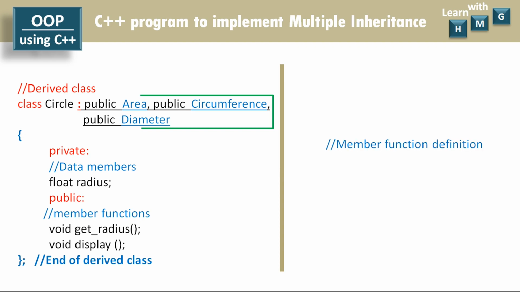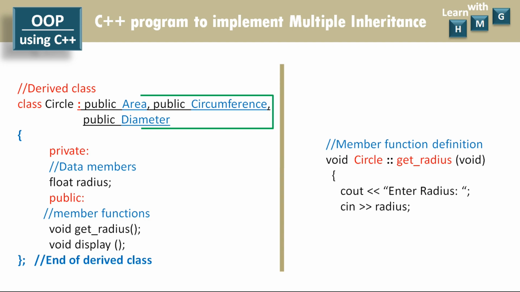So member function get radius, and it is not accepting any argument and it is not returning any value, so it is a void function. So first of all, let us accept the radius. So cin radius will accept the radius from the user. Then next, let us write the definition of a display function outside the class.